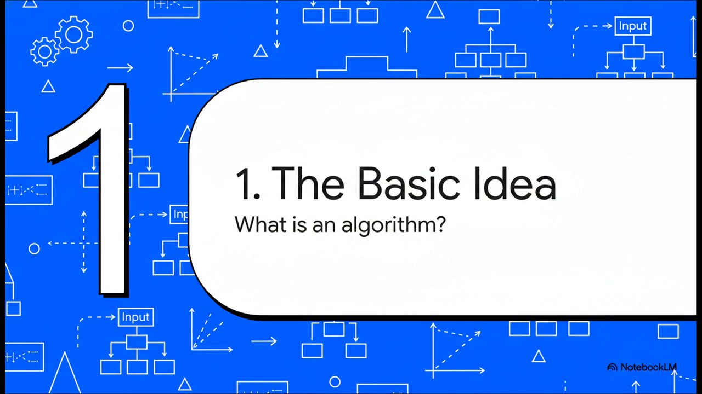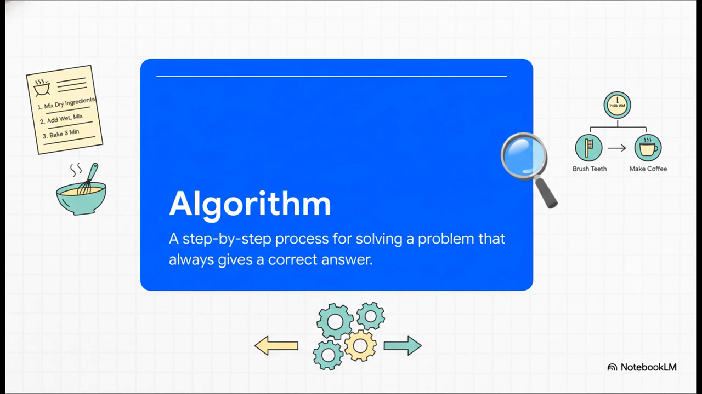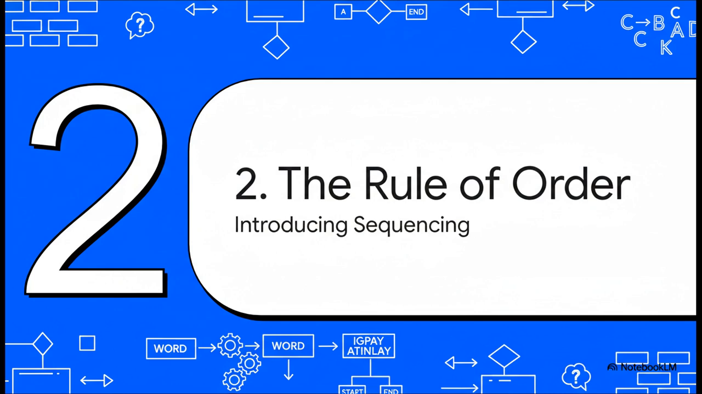First things first, what is an algorithm really? It's really just a fancy word for a set of instructions. A recipe is totally an algorithm for making a cake. Your morning routine? Yep, that's an algorithm for getting ready for the day. At its heart, it's just a step-by-step process that solves a problem and gives you the right result every single time. Now, to really get this, let's build an algorithm together.